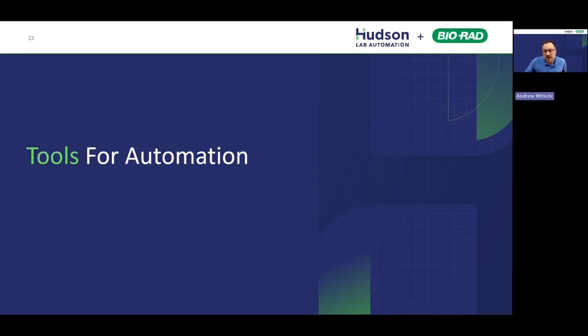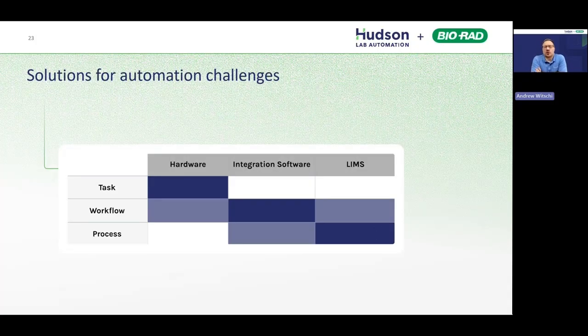So last, I kind of want to give you a very brief overview of some of the tools available for automation, because obviously this is an extensive toolkit that's available throughout our industry. When looking at some of the solutions that exist for this, looking at task-based workflow and process-based automation, we have a variety of solutions, right? We think mainly about hardware, right? Automation, going back to kind of where I started on what do people think of automation, usually people think of robots.